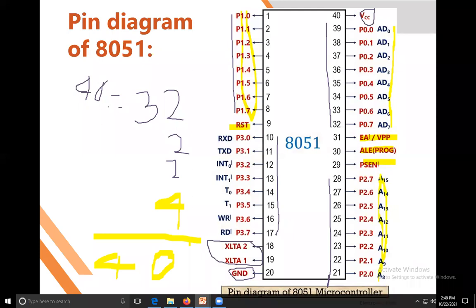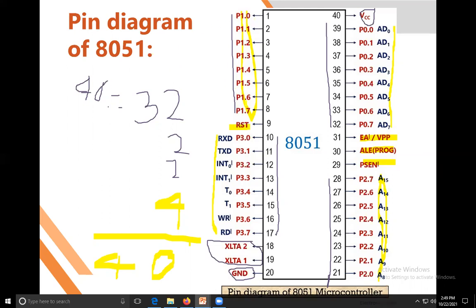So AD0 to AD7 is multiplexed with port 0, and port 2 is multiplexed with A8 to A15, which is the higher order address bus. Another is port 3, which is multiplexed with serial input output. It is serial communication. Port 3 is multiplexed for serial communication purpose.